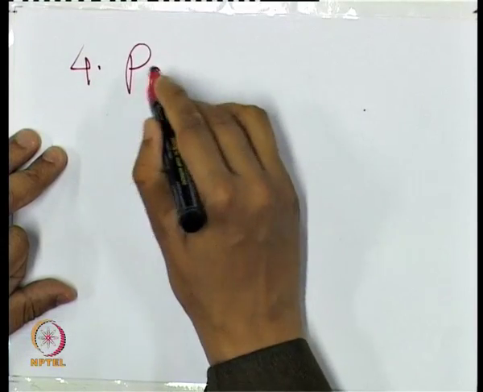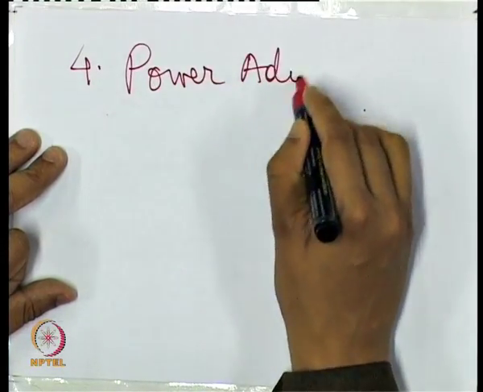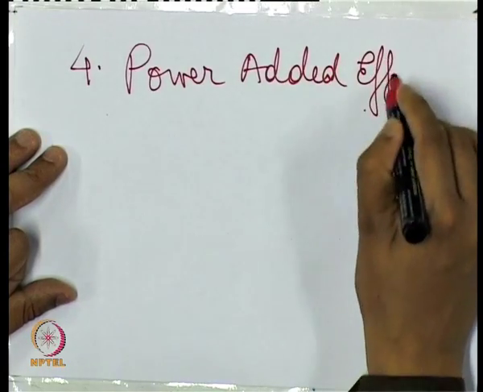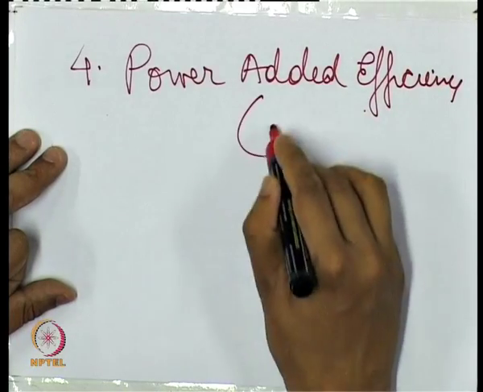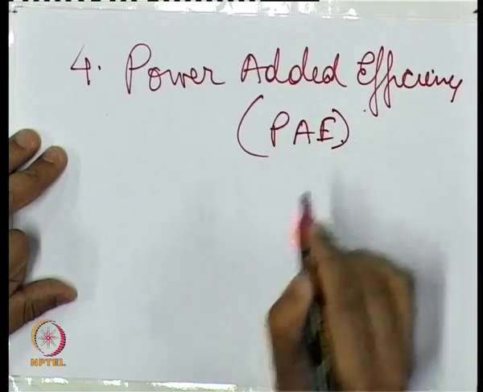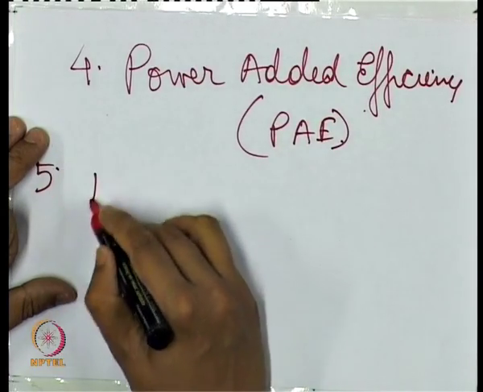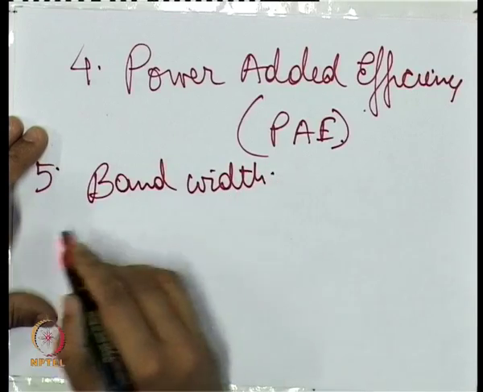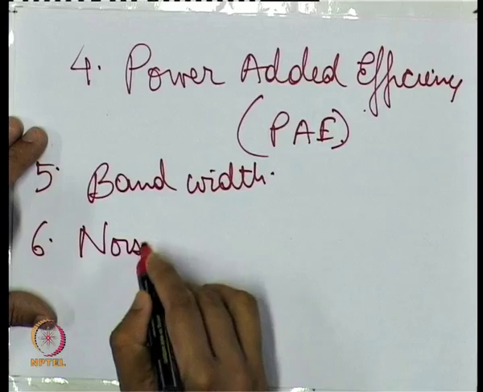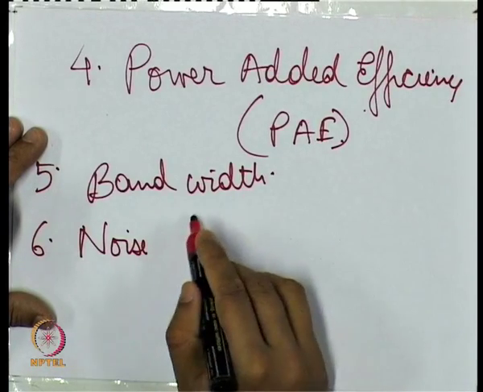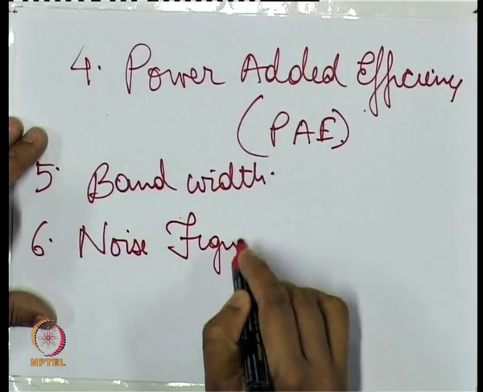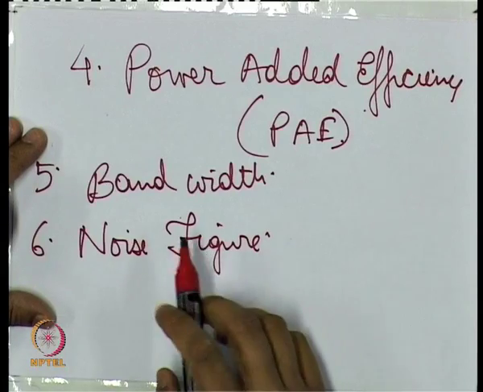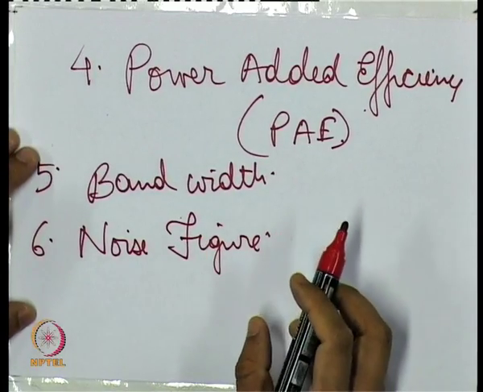Then there are other design goals as well, like power added efficiency or PAE. Then we have bandwidth, then we have noise, or as we call it, noise figure. We shall take up these aspects one by one when we discuss the amplifier design.